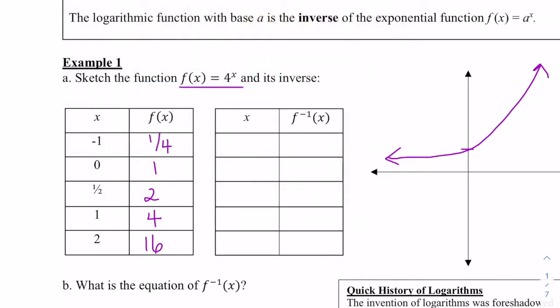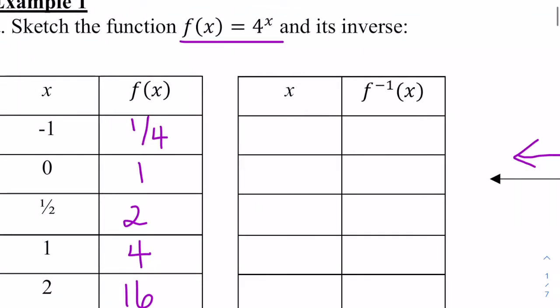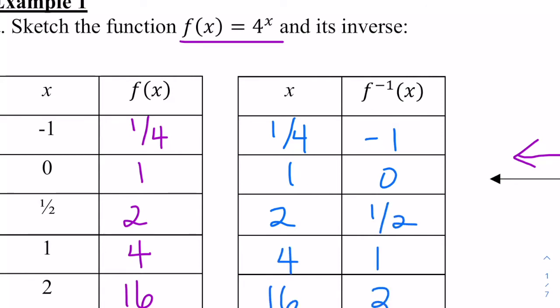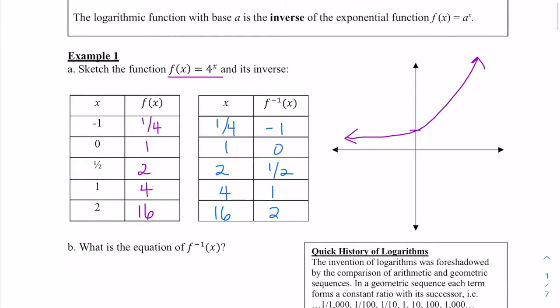So if I wanted to sketch the inverse of this function, all I have to do is switch the values for x and y. So this would be (1/4, -1), (1, 0), (2, 1/2), (4, 1), and (16, 2). When I plot those points, the function will look like this. Remember that when we have inverse functions, it's like a mirror. They're reflected on the line y equals x.